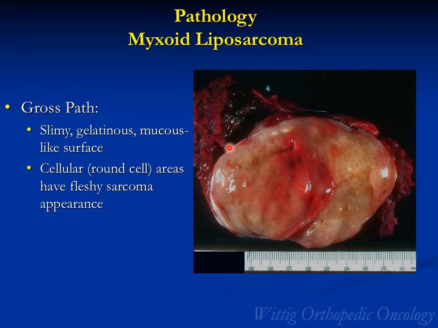This is the gross pathology of a myxoid liposarcoma, and you can see where it has a slimy, gelatinous, mucus-like surface. Clear round cell areas have a fleshy sarcoma appearance, which may be a little bit difficult to discern from this photograph.